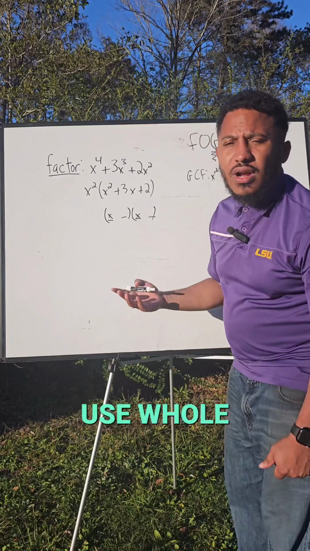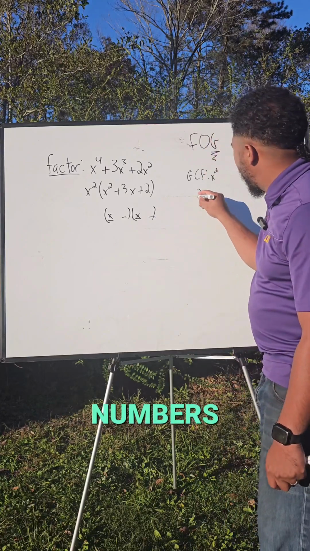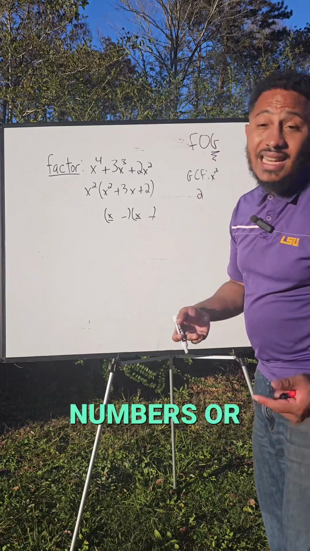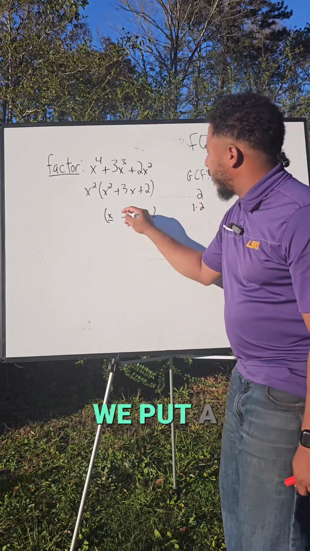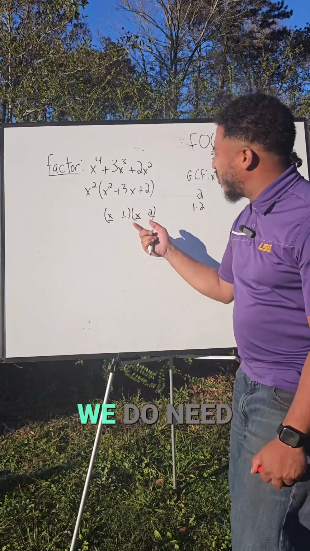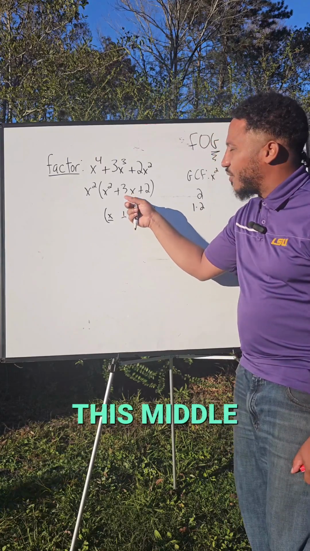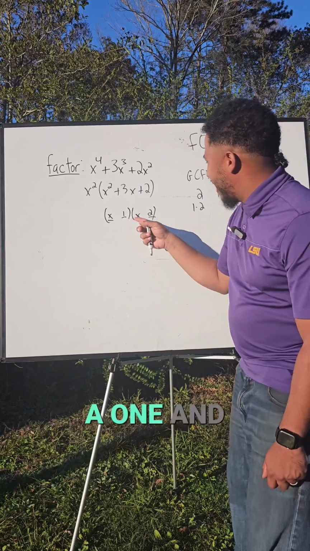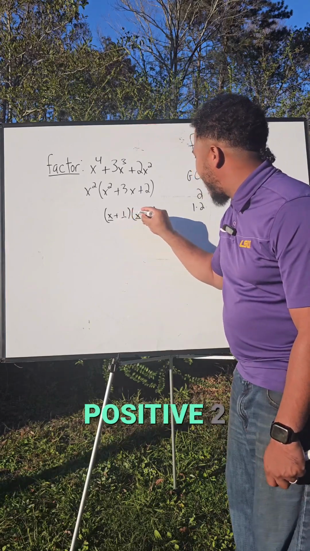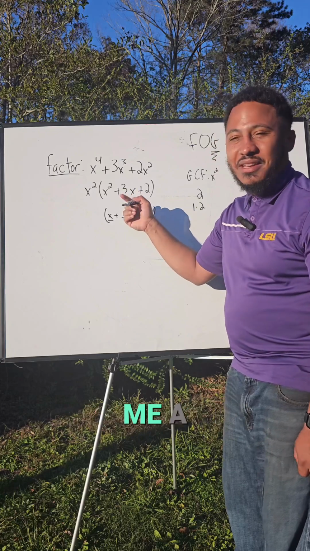Now, usually we use whole numbers. So we say, what two numbers multiply to give me 2? Whole numbers or integers. And that'll be just a 1 and a 2. So we put a 1 there and a 2 there. Now we do need to know that this middle number, they need to add to give me that, or combine. And so yeah, they do, a 1 and a 2. If I put a positive 1 and a positive 2, that combines to give me a positive 3.